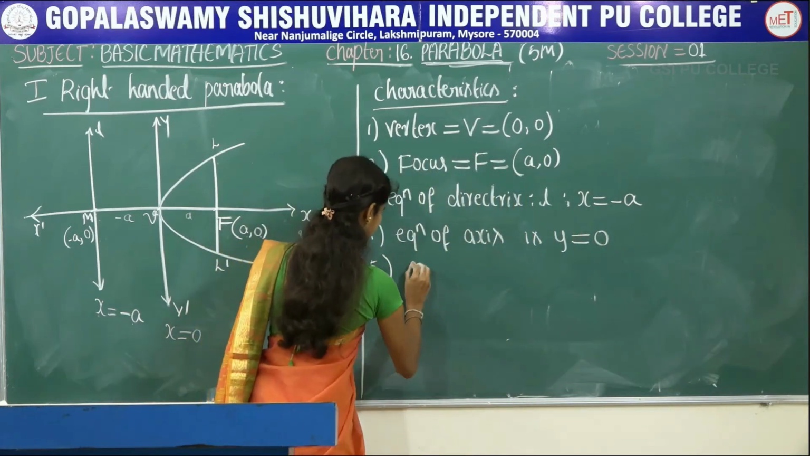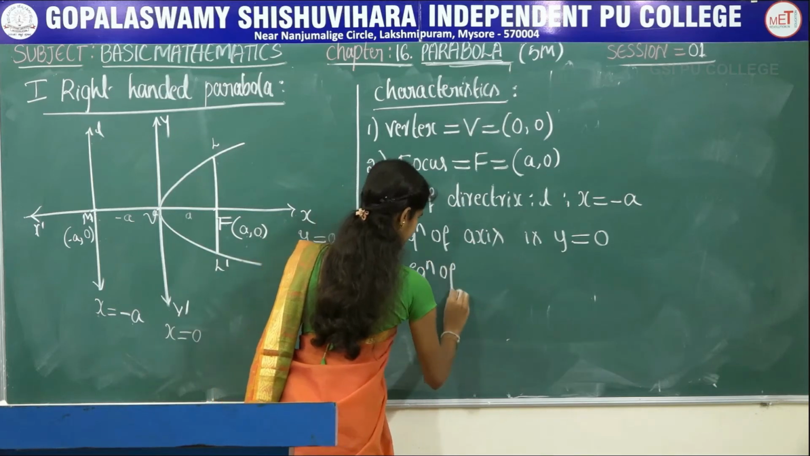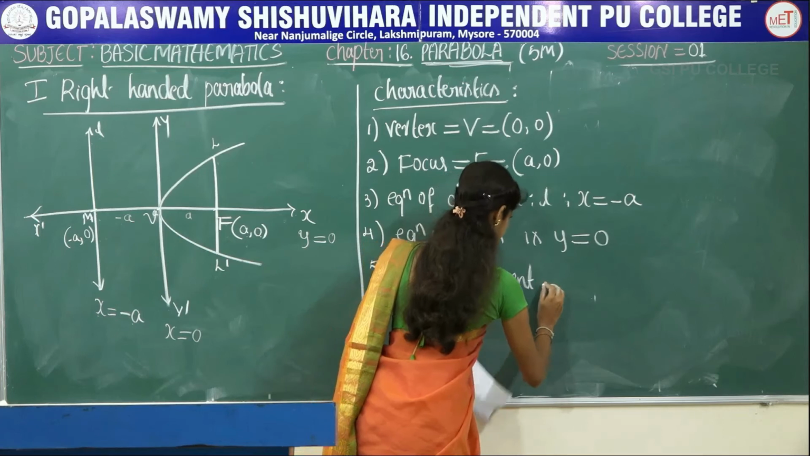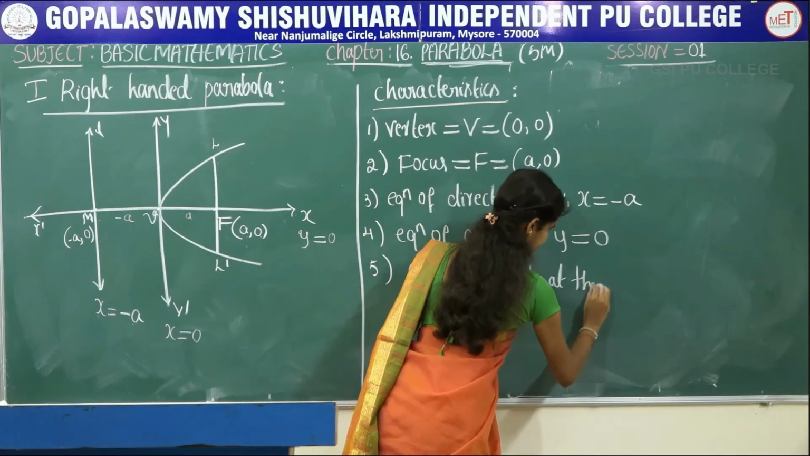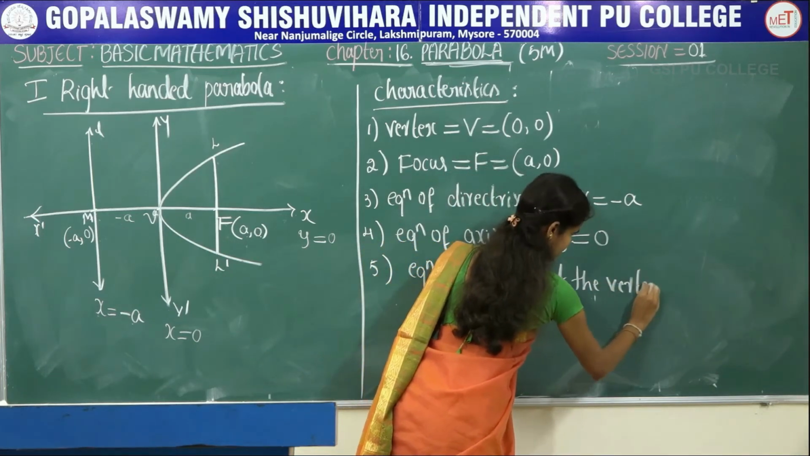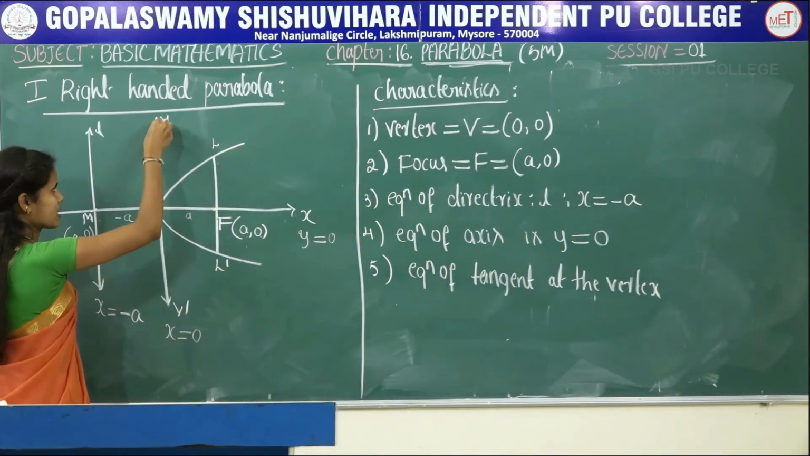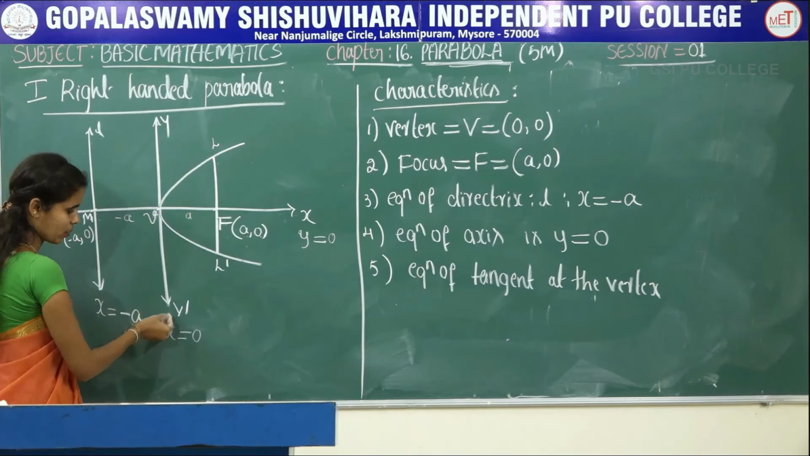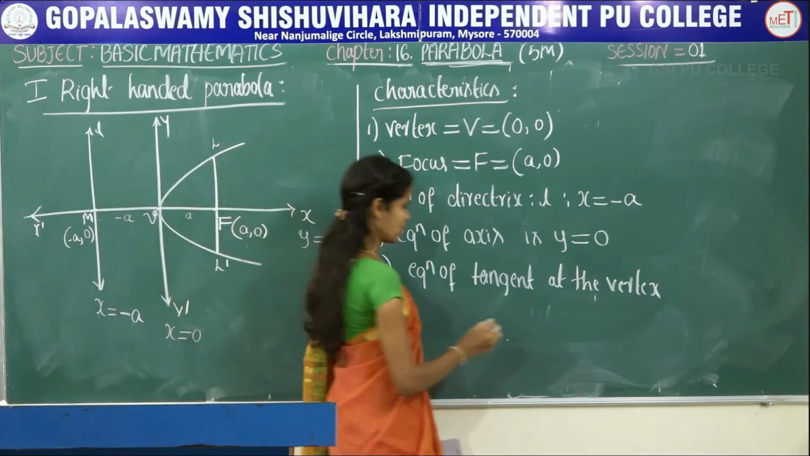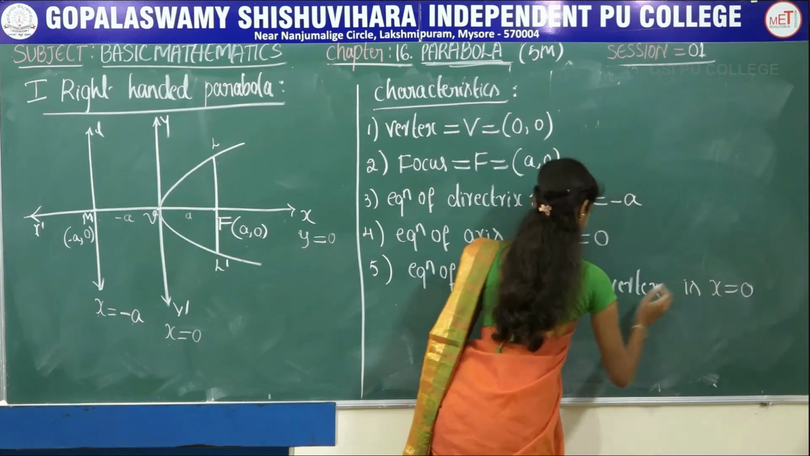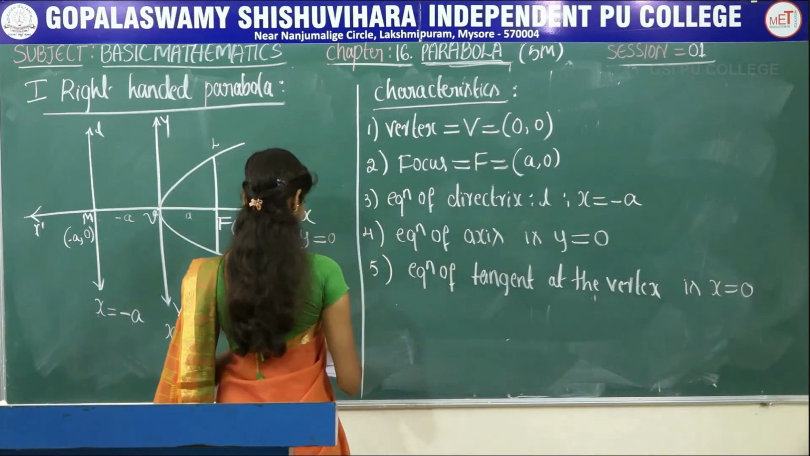Fifth one, equation of tangent at the vertex. Here tangent at the vertex is y-axis, therefore equation of y-axis is x is equal to 0. Therefore the equation of the tangent is x is equal to 0.